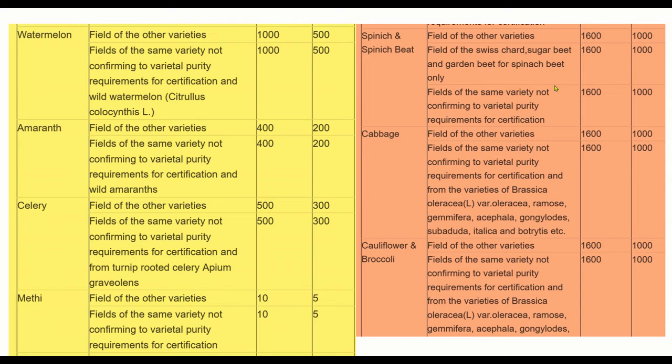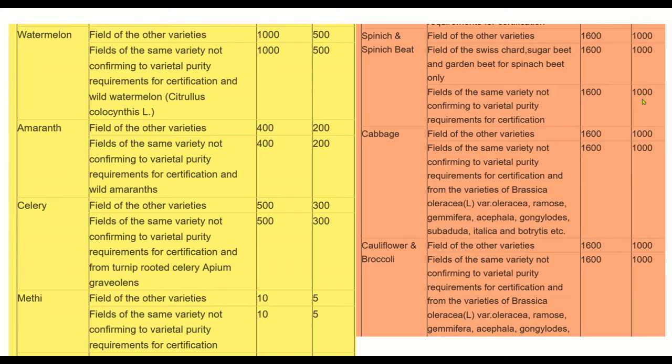And you can see here highly cross-pollinated crop plant classes of vegetables, which you can see: spinach and beet, cabbage, cauliflower and broccoli, which are considered to be highly cross-pollinated. That's why the distance is even higher. We have to set the minimum distance a little bit higher, which is 1.6 kilometers, or you can say 1600 meters for foundation seed and 1000 meters for certified seeds.